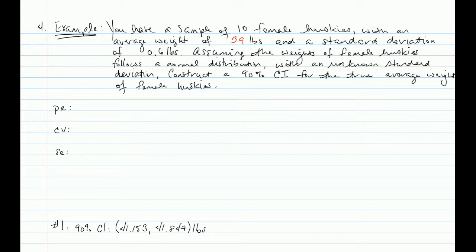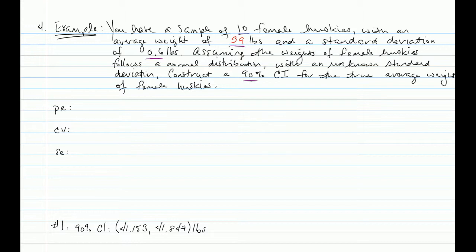In this example, we're back to our original sample size of 10 huskies, but we've changed our sample mean. Instead of being 41.5 pounds, it's about 3 pounds lower at 39 pounds. But the standard deviation is the same at 0.6, and the confidence level is the same at 90%. So we have n equals 10, x bar equals 39, s equals 0.6, and confidence level of 90%.